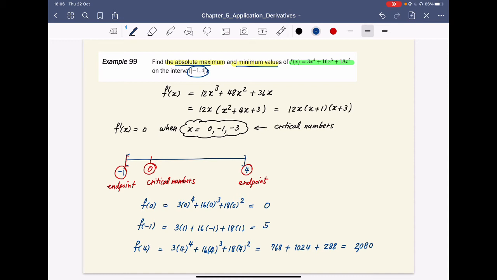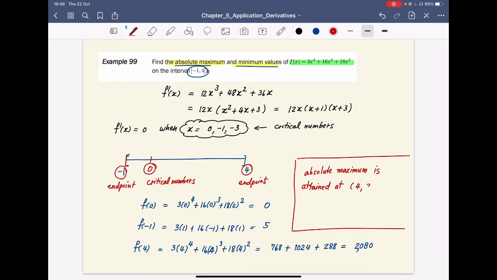Well, that means your absolute maximum. To sum up, your absolute maximum is attained at, well, we just compare the values of y. So you have 0, 5, and 2080. So that means your maximum is at x equal to 4, y equal to 2080. Well, and also your absolute minimum.